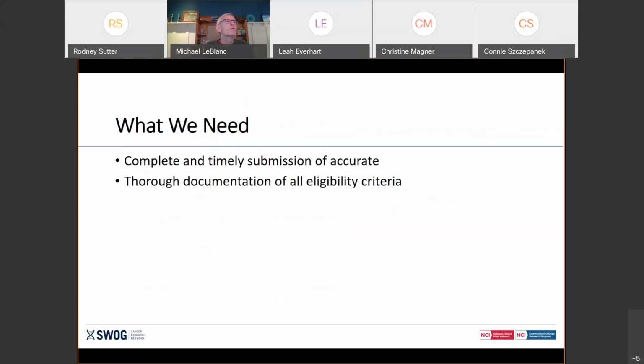So what we need are complete and timely submission of accurate data and thorough documentation of eligibility criteria of actually patients on the study. Next slide.